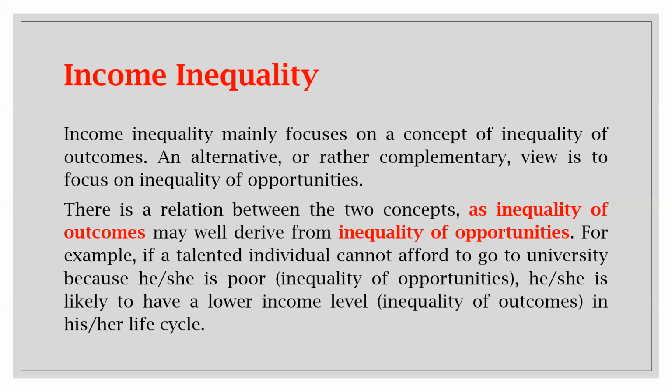To understand income inequality of outcome, if a student is poor, he or she is likely to have a lower income, and because of the lower income has a low standard of living. So this is known as inequality of outcome. Inequality of opportunities is when people do not receive the same or equal opportunities. For example, if a talented student cannot afford university because he is poor, he has inequality of opportunities.